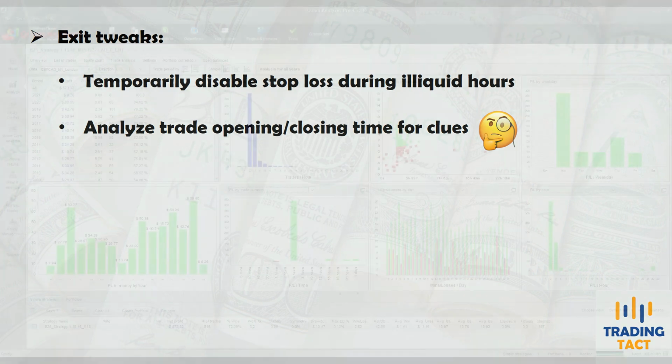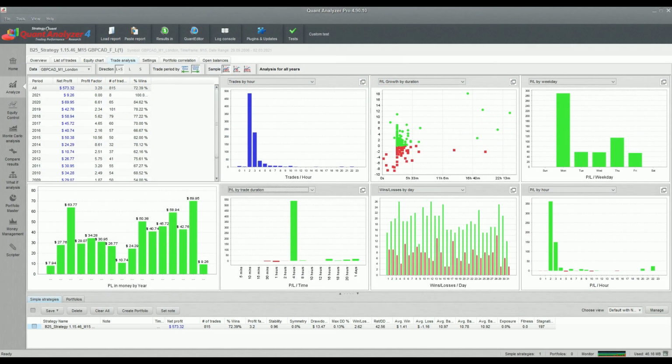Open your backtest report in StrategyQuant or Quant Analyzer, display your results in terms of trade closing time, and check out your trades by hour chart. If you have many trades closed shortly after midnight, you may want to find out how much you are losing to spread.